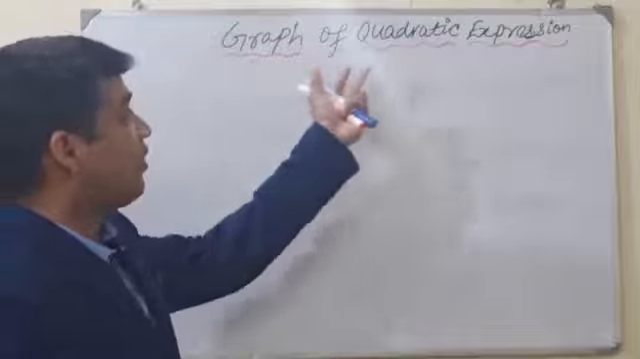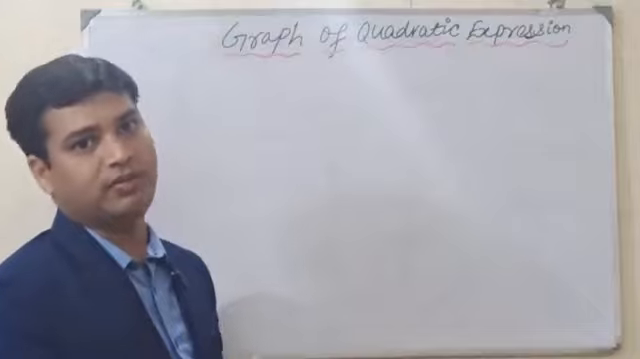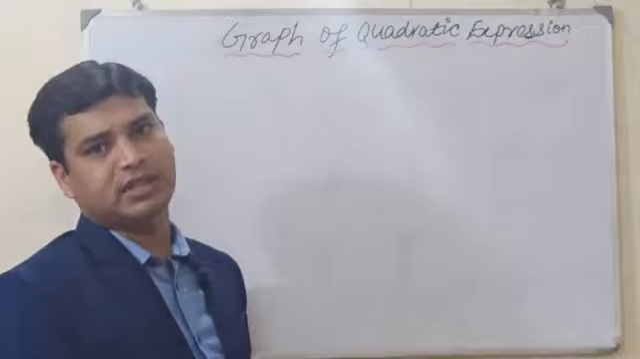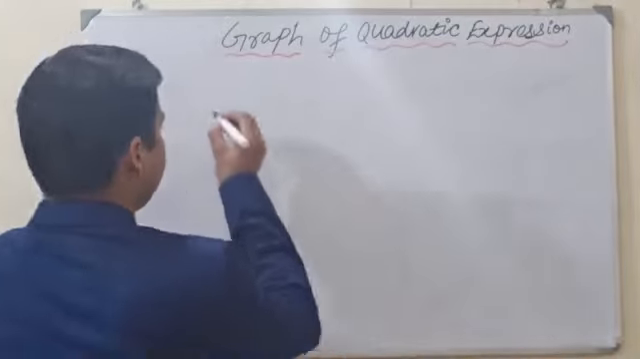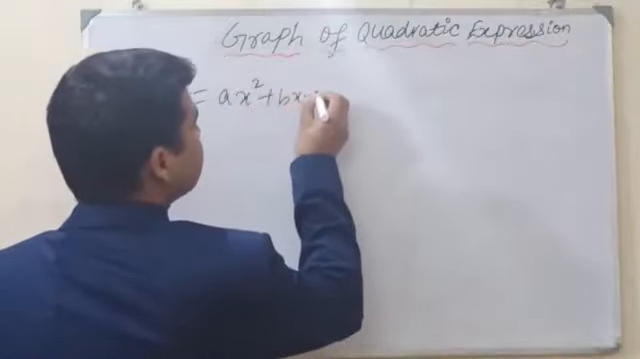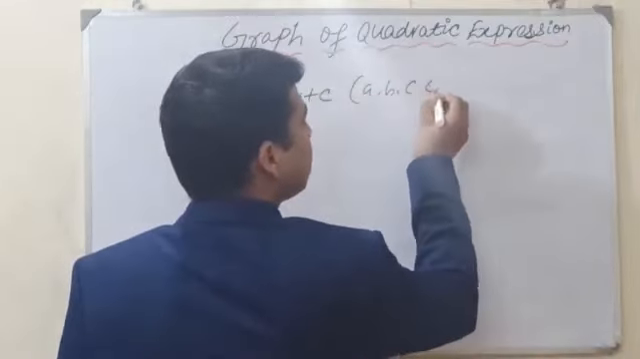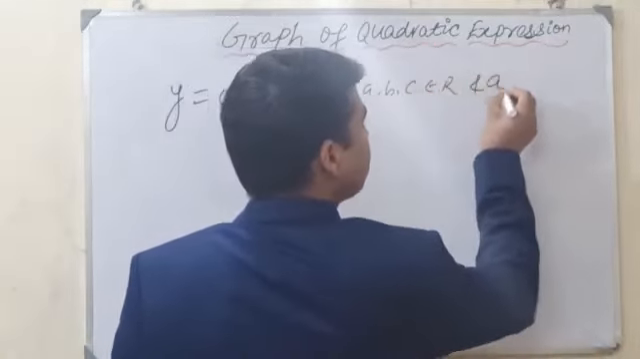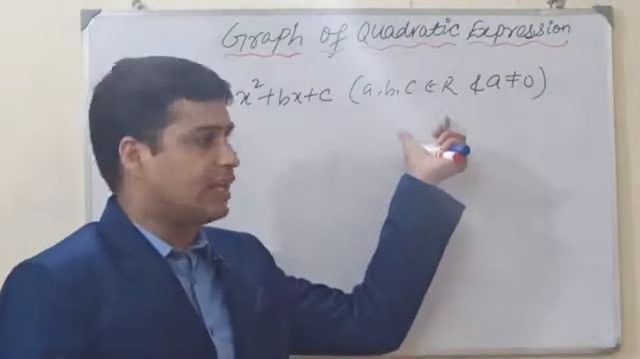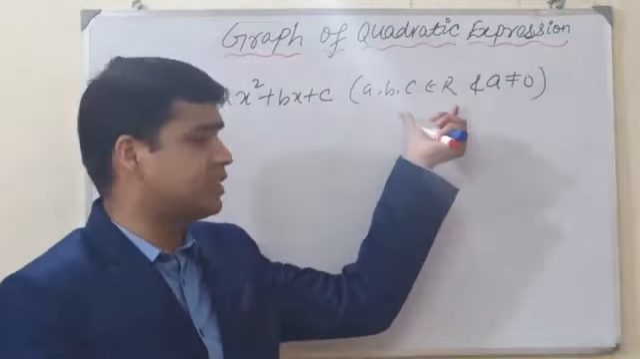Our next heading is graph of quadratic expression, and we know that a graph is always made of an expression, not of an equation. In the beginning we have already discussed quadratic expression and quadratic equation. So we know the quadratic expression is y equals ax square plus bx plus c, where a, b, c should be real numbers and a is not equal to 0. We have already discussed this in the beginning, so I am not interested in discussing it again.